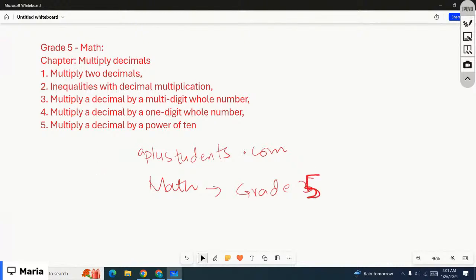So there you can find a list of the chapters. We're going to start with the chapter multiply decimals. And the lessons we're going to cover today are multiply two decimals, inequality with decimal multiplications, multiply a decimal by a multi-digit whole number, multiply a decimal by a one-digit whole number, and multiply a decimal by a power of 10, right? So please make sure you have your notebook and pencil so that you can note down the important examples and definitions as well.